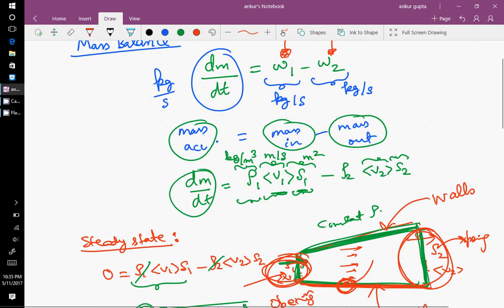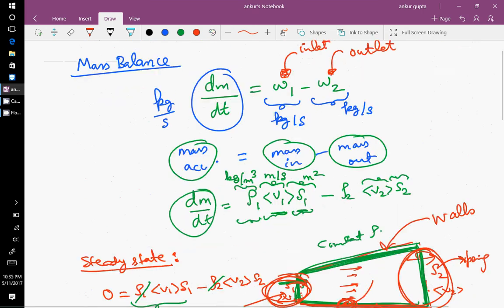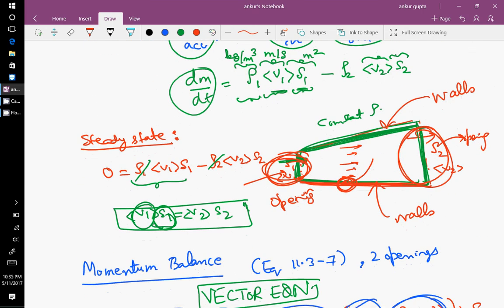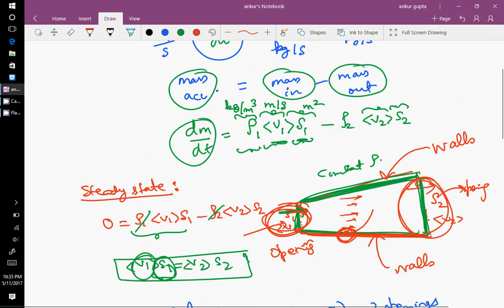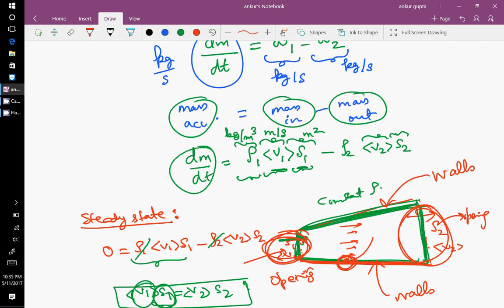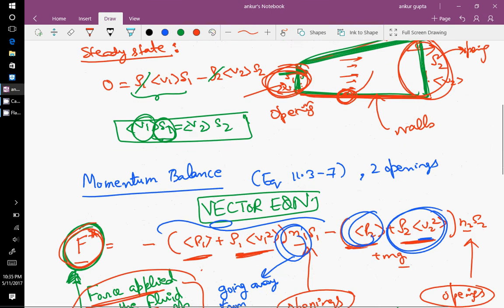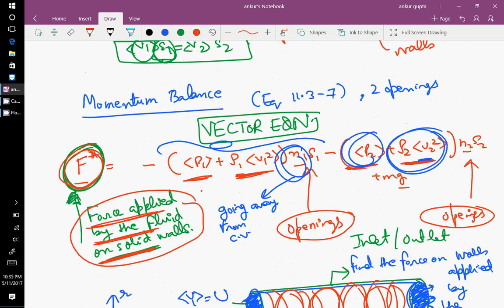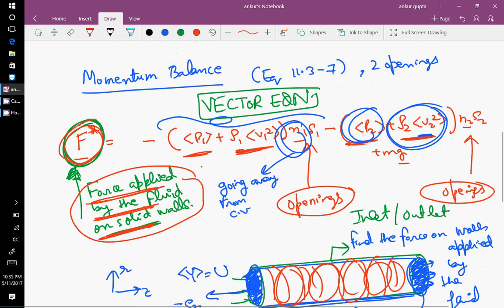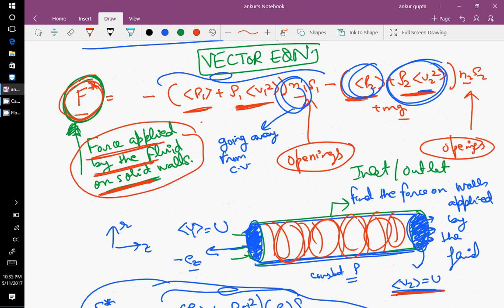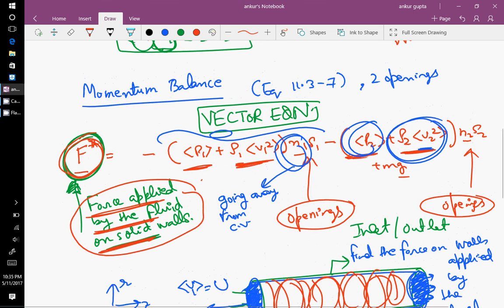So I have discussed the mass balance, where I have discussed that W1 is rho 1 V1 S1, and V1 is the average velocity. Then I have discussed the momentum balance, where I was trying to explain the F star.